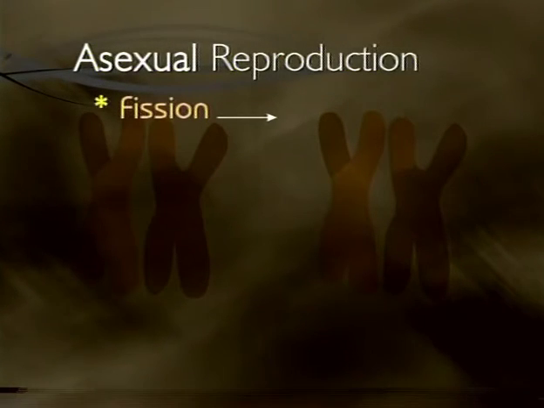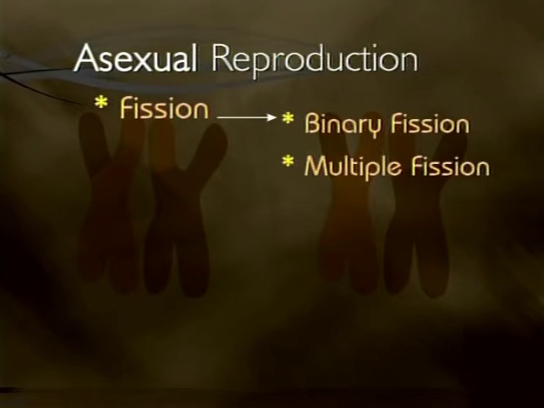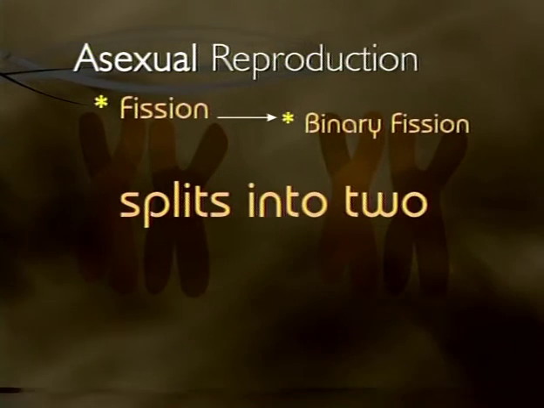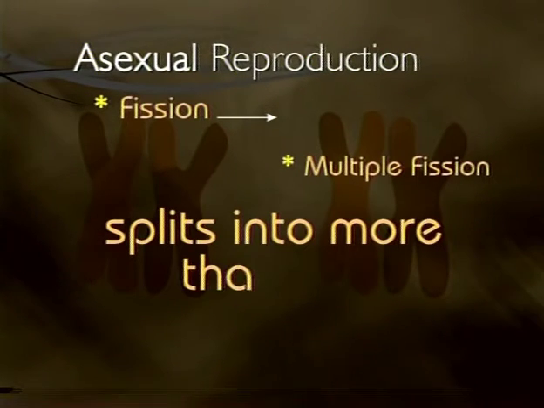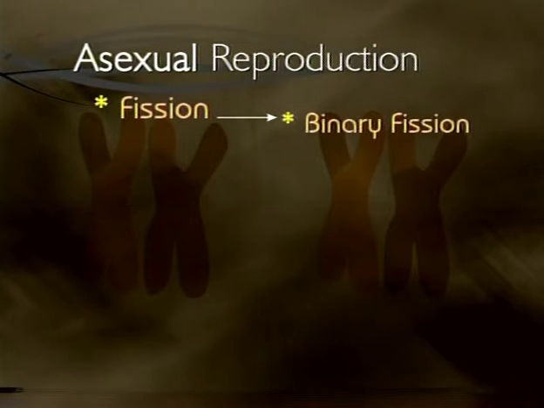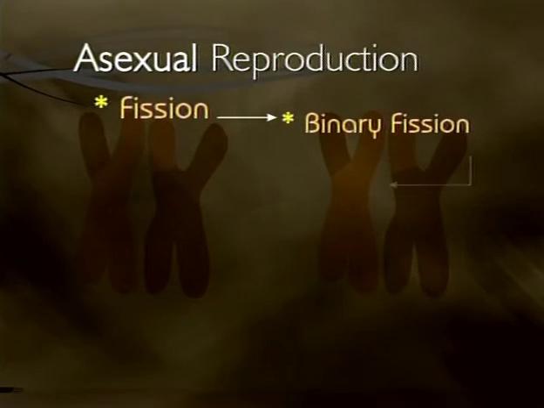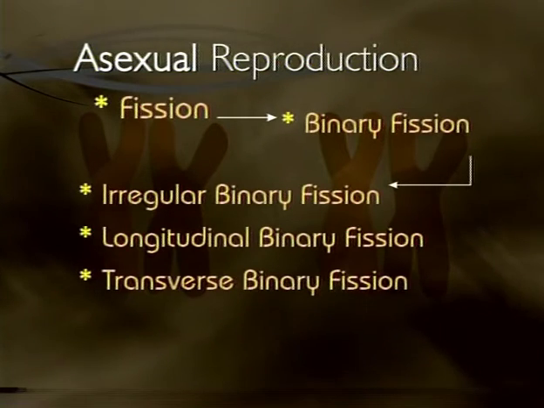In the process of fission, a unicellular organism splits or divides into two or more nearly equal-sized organisms. Fission is basically of two types: binary fission and multiple fission. In binary fission, the organism splits into two new organisms, and in multiple fission, it splits into more than two organisms. Depending upon the plane of division, binary fission is further classified into 3 types: irregular, longitudinal, and transverse binary fission.